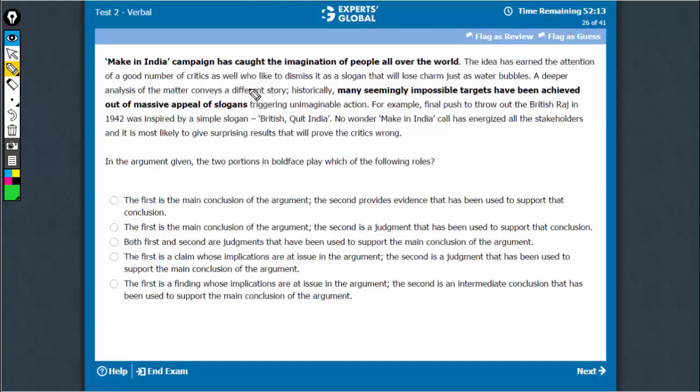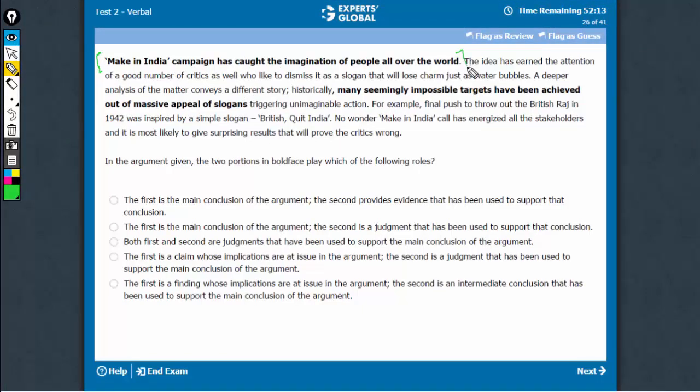In boldface questions, it is crucial that you first establish the relationship between each bold part and the conclusion of the argument. So let's see how each is related to the conclusion. The conclusion is this part, that the campaign is likely to give surprising results. So the campaign is going to be successful. That is the conclusion. How is this related?